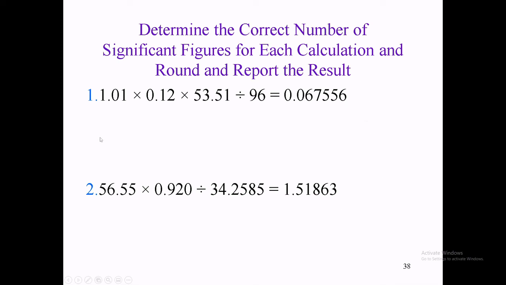I want you guys to do the calculations using the significant figures convention and tell me, how do we round these final numbers? You can pause the video and take a moment to do that.